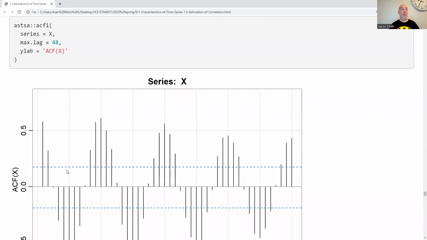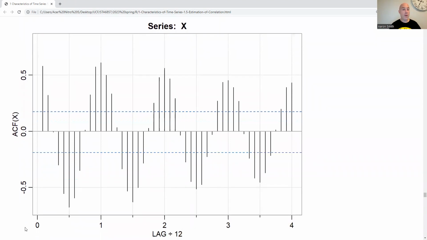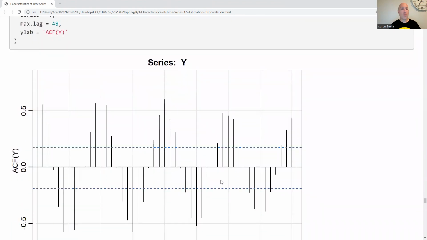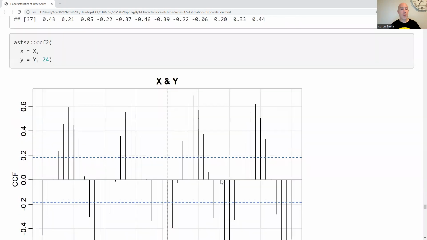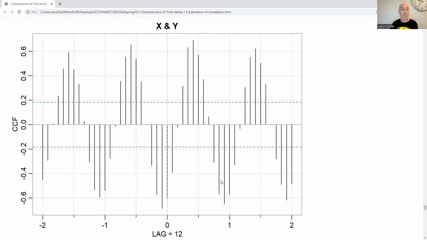Now let's look at the autocorrelation function on lag. Lag is the horizontal axis and the vertical is the autocorrelation on X. We definitely see a pattern going on. I see something similar going on with Y. Here is the cross-correlation function. It looks like I must have something going on, but in fact, no, the series are just independent of each other. It just happens to be that way.